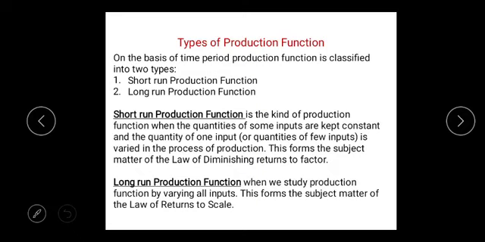The study of short-run production function is the subject matter of the law of diminishing returns, which is also called the law of variable proportions, which we will discuss in our next lecture.